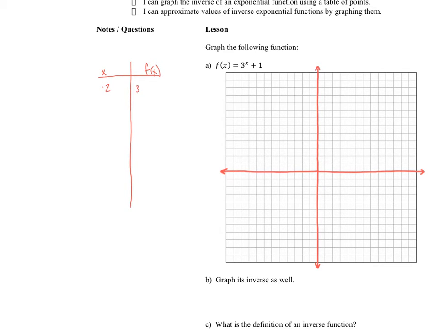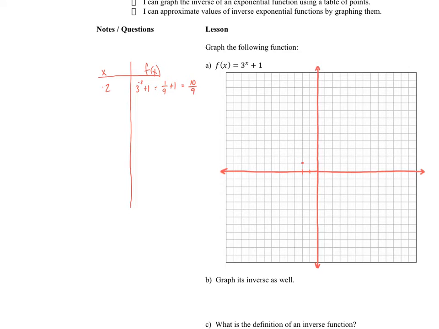Well, then I'm going to have 3 to the -2 power plus 1. That's going to be the same as 1 over 3 squared plus 1, which is going to be 10/9. So we will have the point -2, positive 10/9. So that's somewhere around, let's see, -1, -2, positive 10/9 is going to be just above a 1 there.